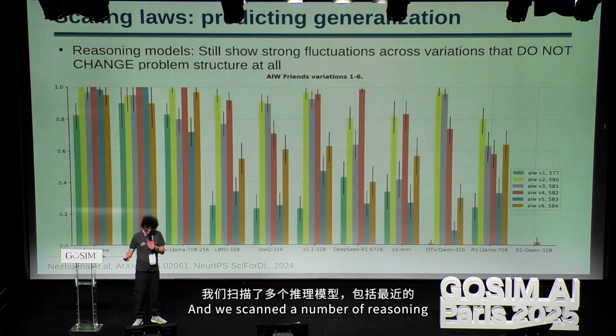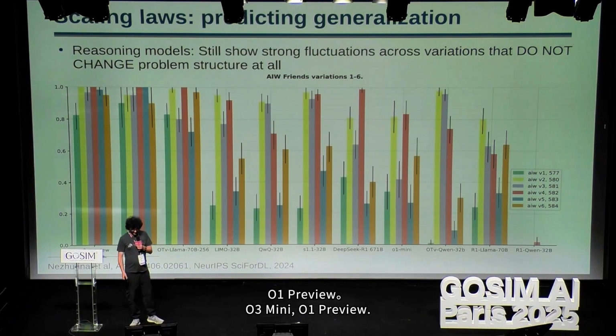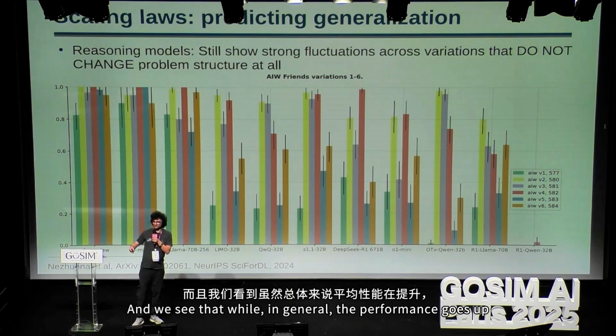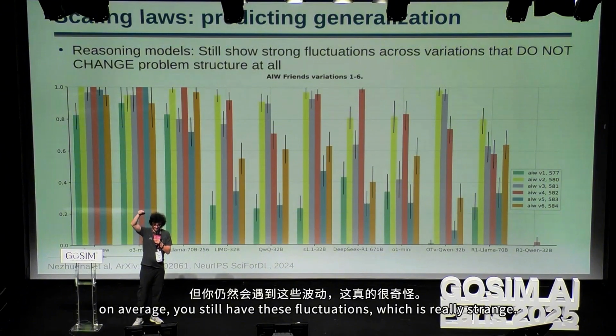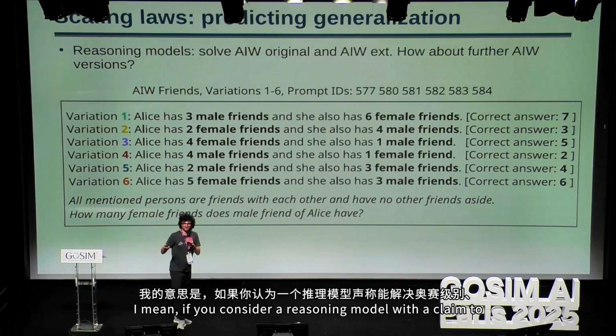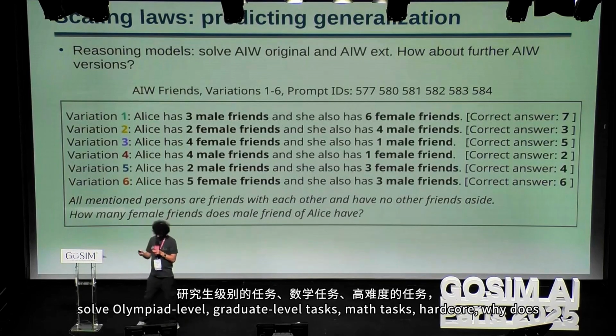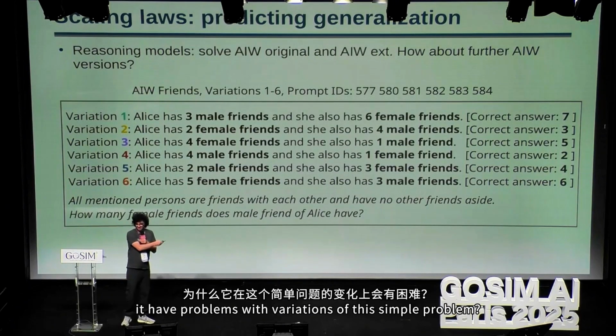Fixed problem template, you vary the numbers. And we scanned a number of reasoning models, recent ones, including DeepSeek R1 and O3 Mini, O1 Preview. And we see that while in general the performance goes up on average, you still have these fluctuations, which is really strange. I mean, if you consider a reasoning model with a claim to solve Olympiad level, graduate level math tasks, hardcore, why does it have problems with variations of this simple problem? What is going on there?